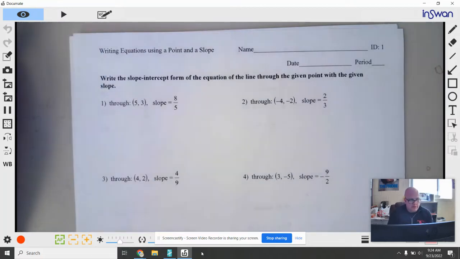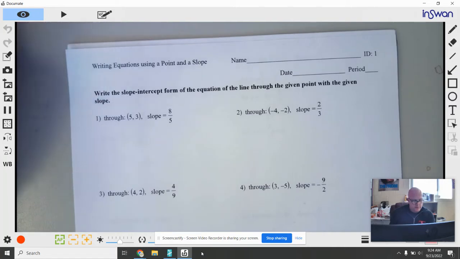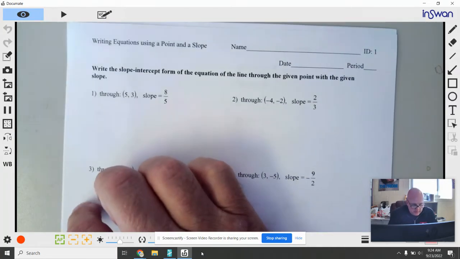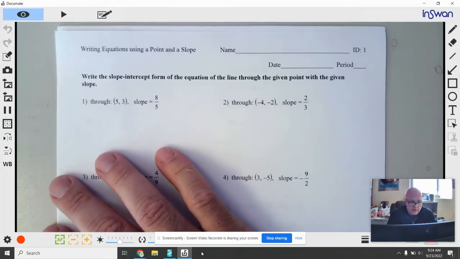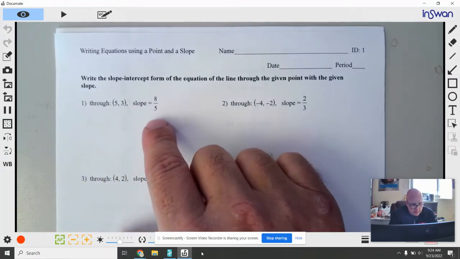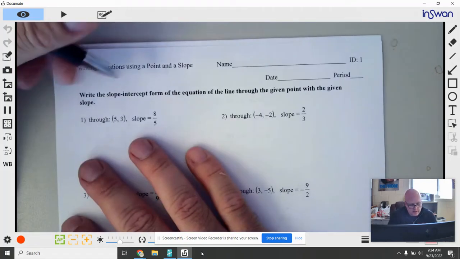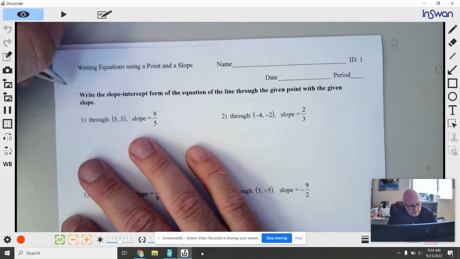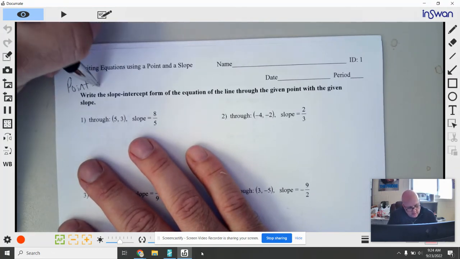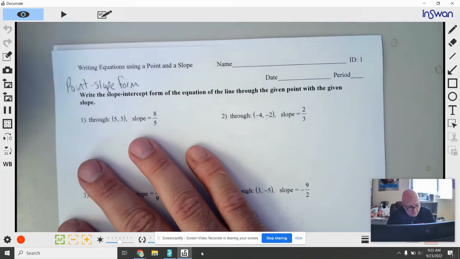Okay, today we're going to need this sheet that says writing equations using a point and a slope. So we are going to write equations today without looking at a graph. We're going to be able to look at a point and a slope of the line, and we're going to be able to calculate the equation of that line. And to do that, there is something that's called point-slope form.